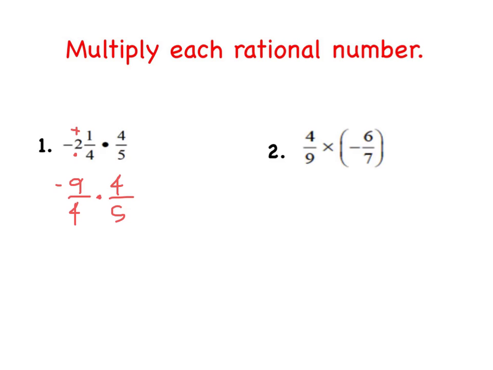Okay, so I converted to an improper fraction. 2 times 4 is 8. 8 plus 1 is 9. So my first fraction changed to -9/4. My second fraction stayed the same, 4/5.